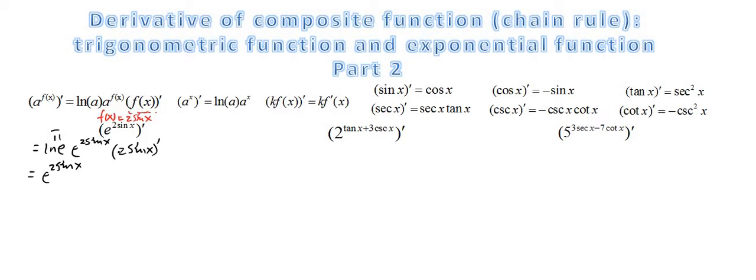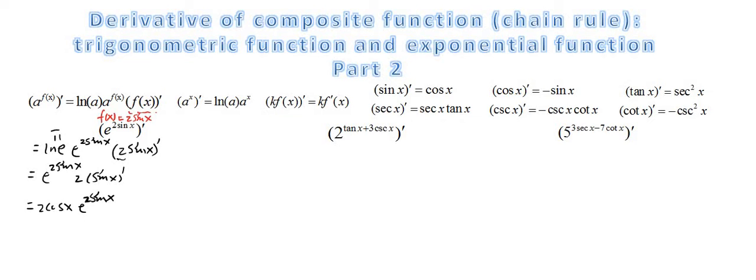So what is the derivative of 2 times sine x? We can see that is the constant multiple rule, right? Here's a constant, so that means we can pull the constant 2 out of the derivative. So we have 2, and we do the derivative of the function. Now the derivative of sine x equals cosine x. So 2 cosine x times e to the power 2 sine x.